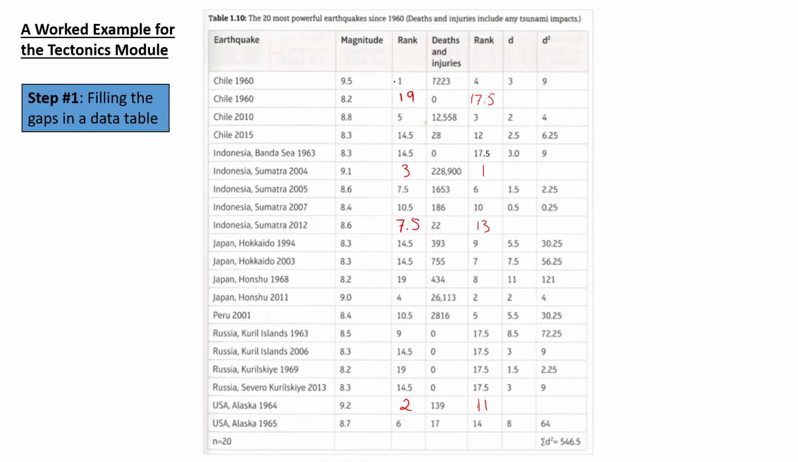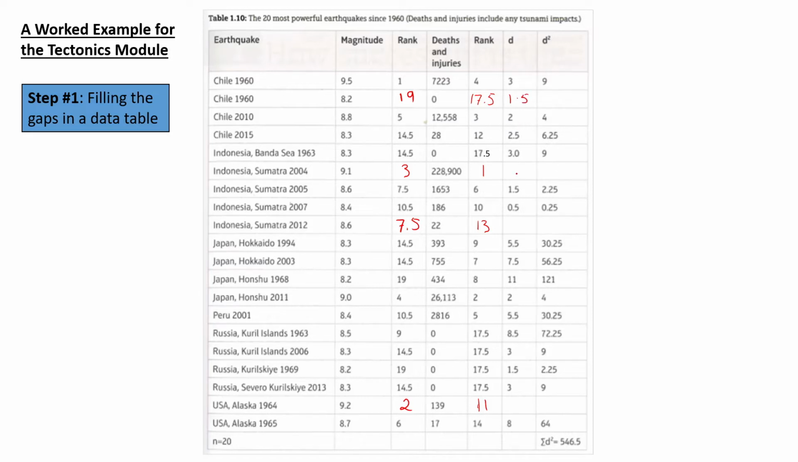So when we do the D column, we're looking for the difference between the two ranks. If you look at example 1 here, Chile, this is rank 1 for the magnitude, and then the deaths and injuries is rank 4. So we're just looking for that difference, D for difference, between the ranks of each of these examples. The difference between 1 and 4 is obviously 3. The difference between 19 and 17.5 is 1.5. So you'd put 1.5 in there.